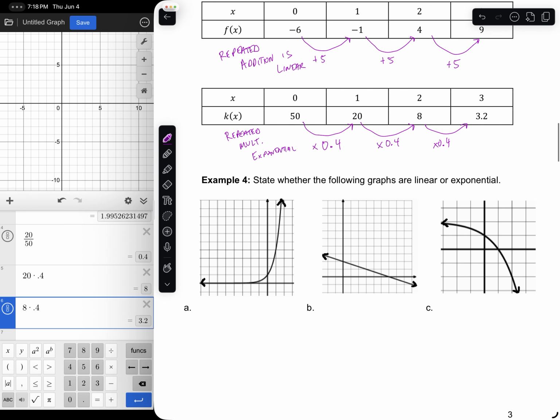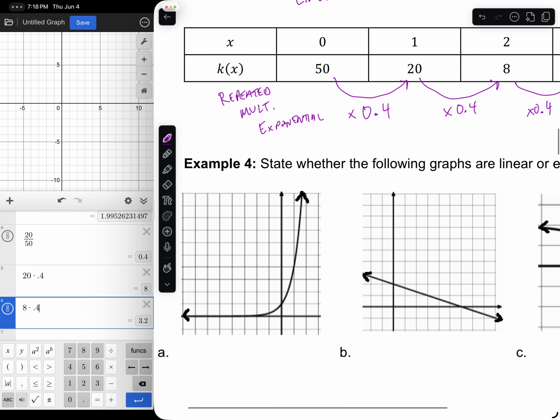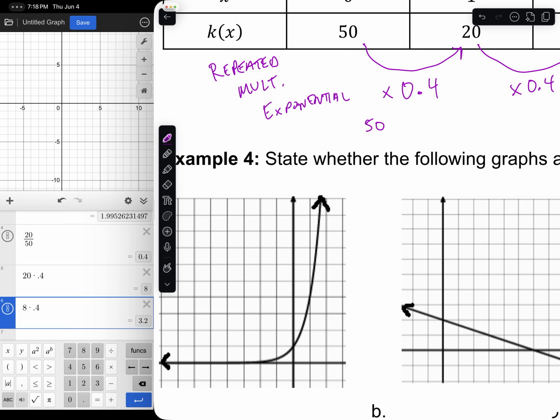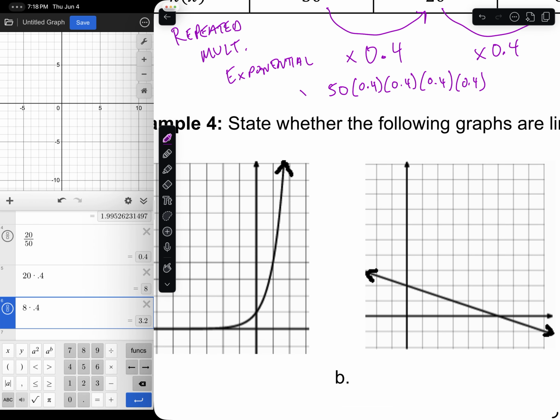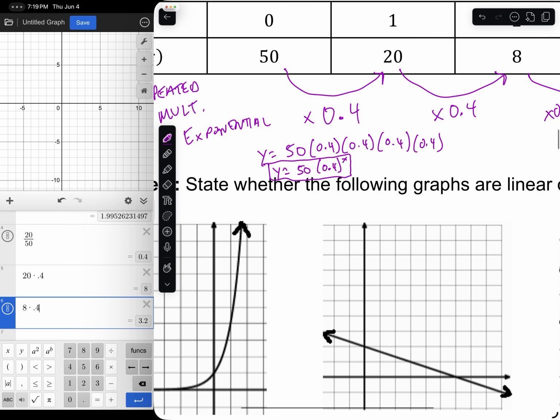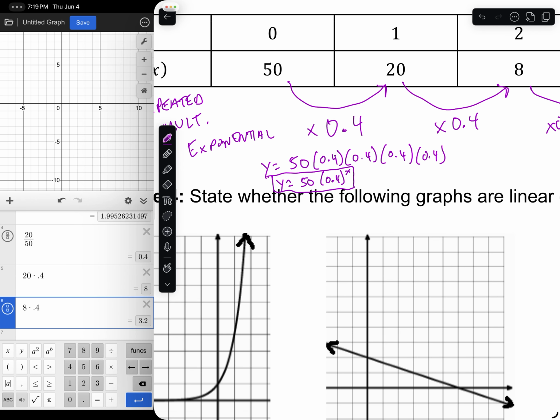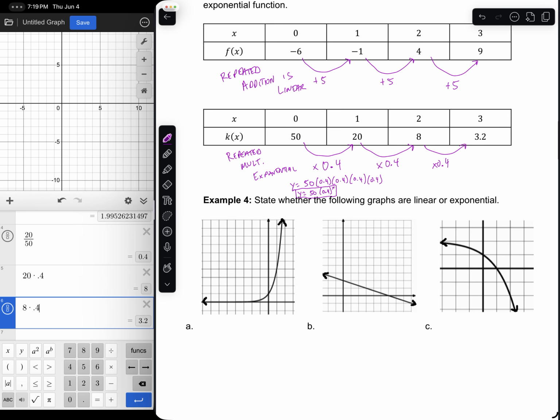If I were to write an equation for this one, the starting amount is 50, and then I multiply it by 0.4, and I multiply it by 0.4 over and over and over. So if I were to write that in a shortcut, it would be y equals 50 times 0.4 to the x. And that's how you write an equation from a table for exponential. It's not that bad. You write the initial amount 50, and then the 0.4, that's the thing that you multiply by over and over again.